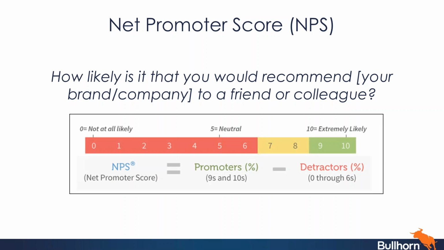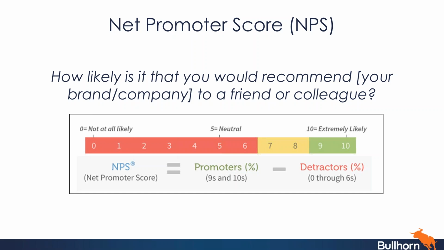Now, as we see displayed on the screen, whatever the form of the question you ask, your contacts are going to answer it on a scale of 1 to 10. As you look at this scale, 1 over here on the left in the red, that means they're not likely at all to refer you to a friend or colleague. On the other end of that spectrum, where you see the 10, if you get a score of a 10, then yes, they're extremely likely to refer you to a friend or colleague.